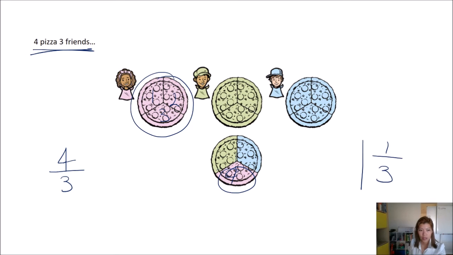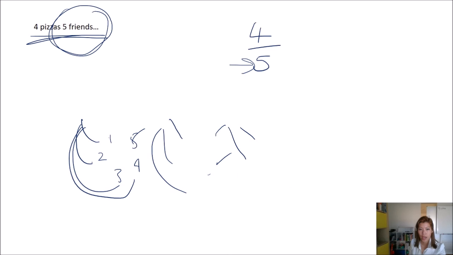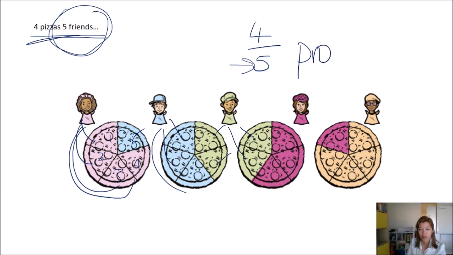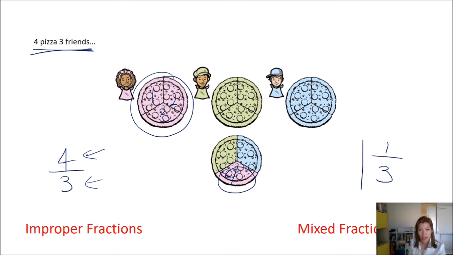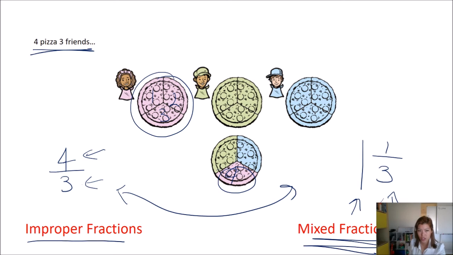We call this number an improper fraction because the numerator is bigger than the denominator, whereas the numbers we had before, these are proper fractions because the numerator is smaller than the denominator. And then the other one is called mixed fractions, where you have our regular numbers, our natural numbers, and then we have a fraction with it. So these two things represent the same thing, but we can represent it as improper fractions or mixed fractions.